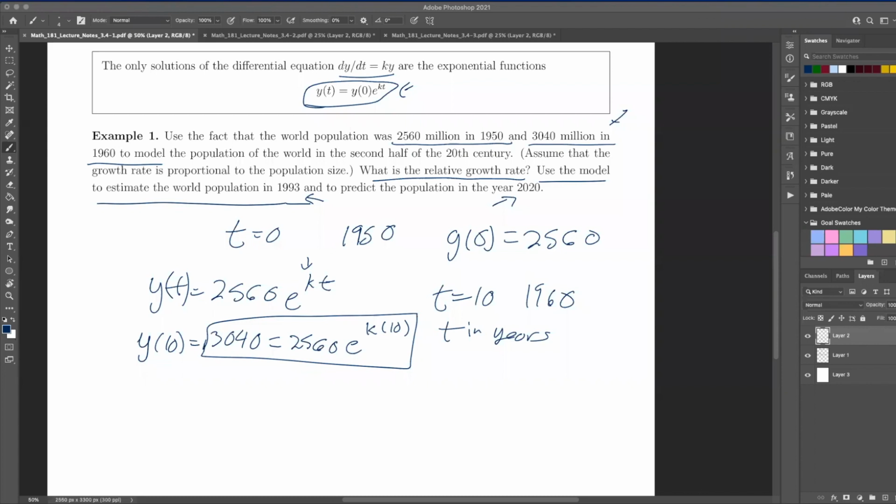Yeah, we're going to use log to solve this. So let's go ahead and solve this. Here, if I was going to solve this, I'm just going to take the log of both sides.